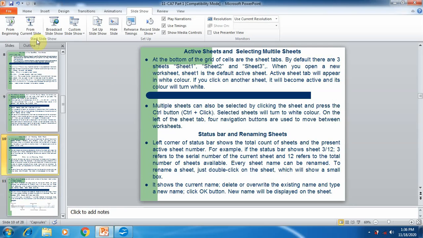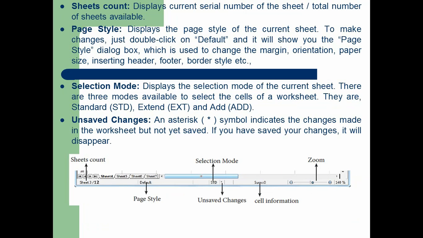Next one is how we can use the sheet count and page style setups. Here you can see in the status bar there are different sheet counts. We already know the first number displays the current sheet number, and after the bar symbol, the total gives the total sheet count. The default page style displays the page style of the current sheet. If you double click it, it will show the page style dialog box, which is used to change the margin, orientation, paper size and insert header and footer.